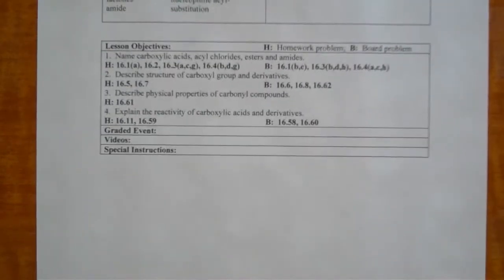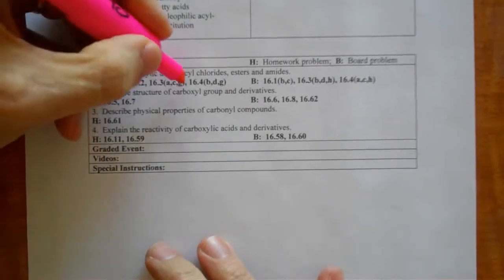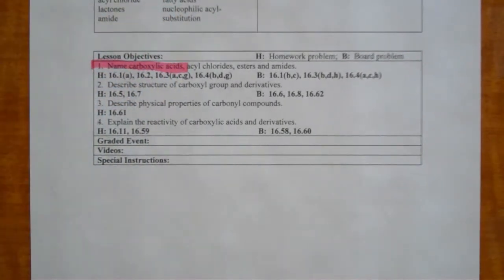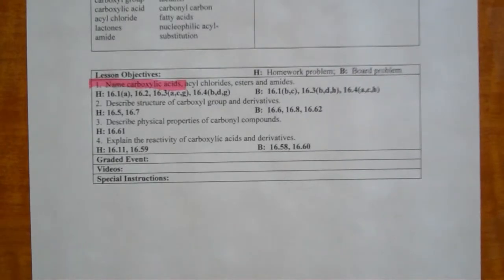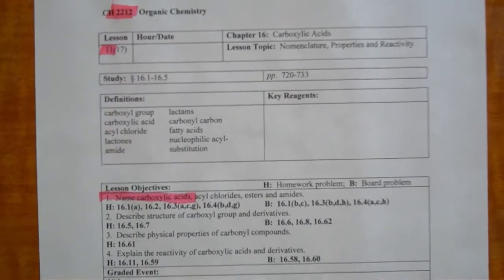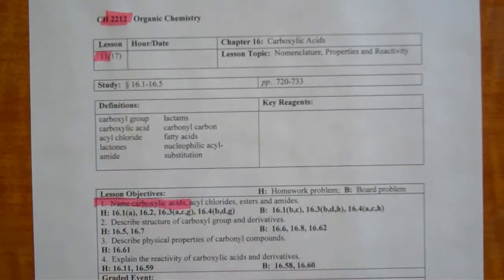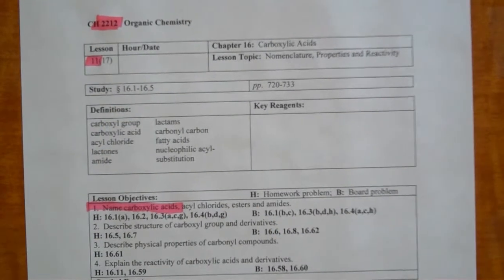So I'm going to look first of all at the objectives, every one of these objectives. Number one is name carboxylic acids and acyl chlorides, esters, and amides. So what we're going to do is go to section 16.1 and 16.2 to 16.5, and look at the nomenclature that we've been asked to do there.